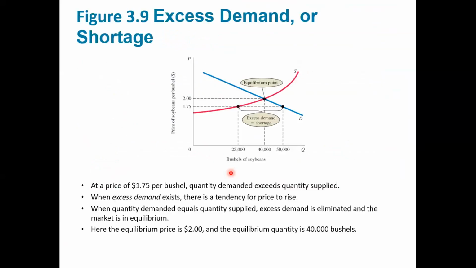So here we go. At a price of $1.75, quantity demanded, you come across $1.75 until you hit the demand curve, is 50,000. Quantity supplied here is 25,000. So 50,000 minus 25,000 is 25,000, and that is your shortage amount. What happens when you have a shortage? Price tends to move up until you get back to equilibrium.